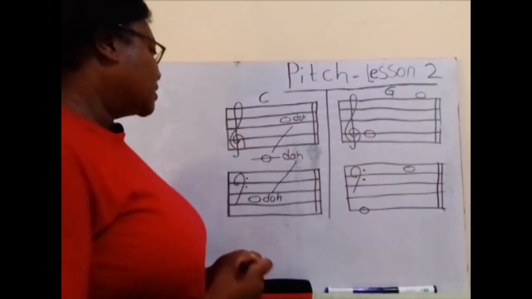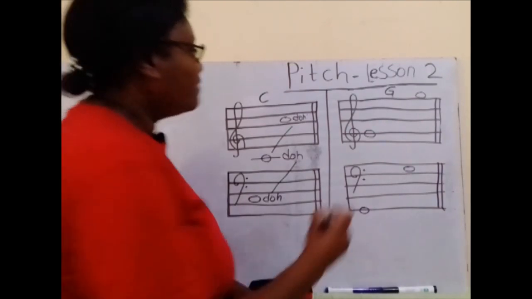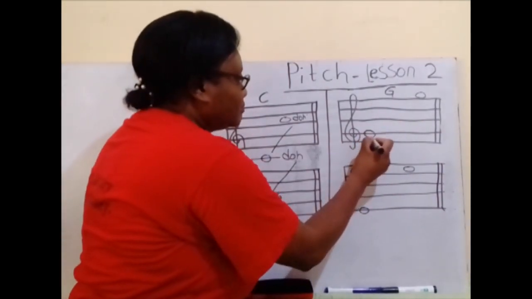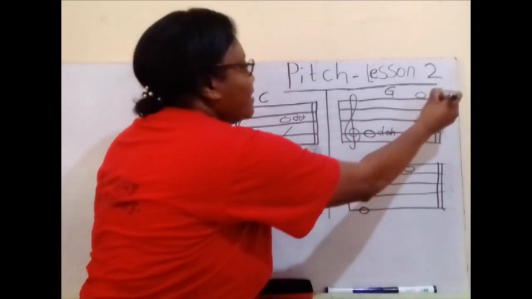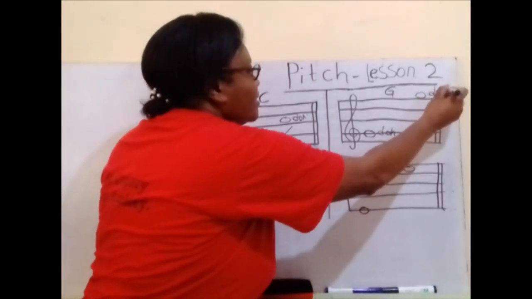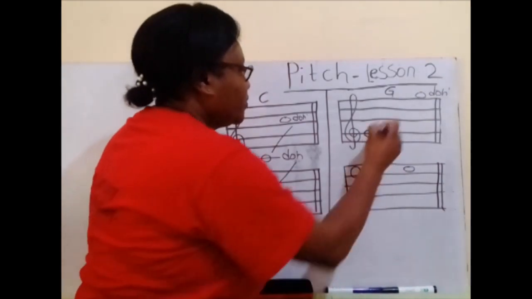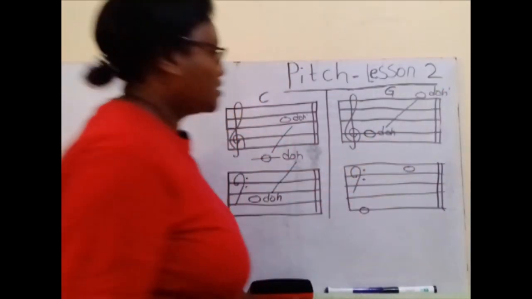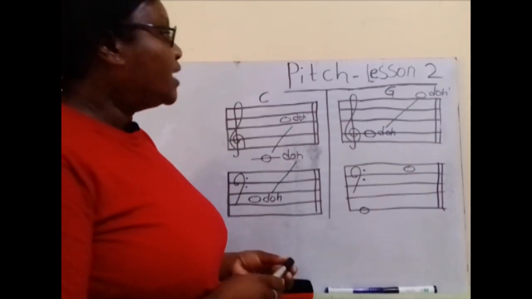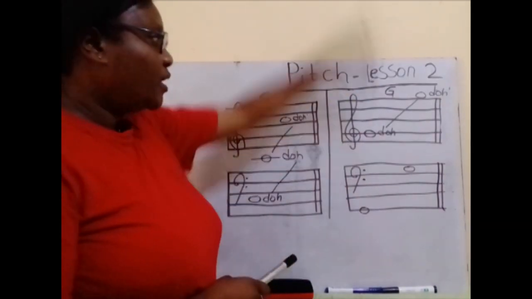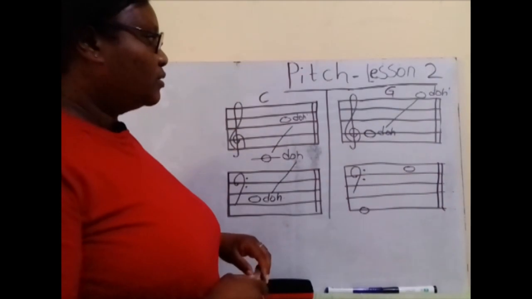Let's take another example here. We have our G here. We are assuming that that is our Do. We have another G here. We are assuming that that is our Do. Check the difference. The difference is an octave. It is 8 notes away, going up.